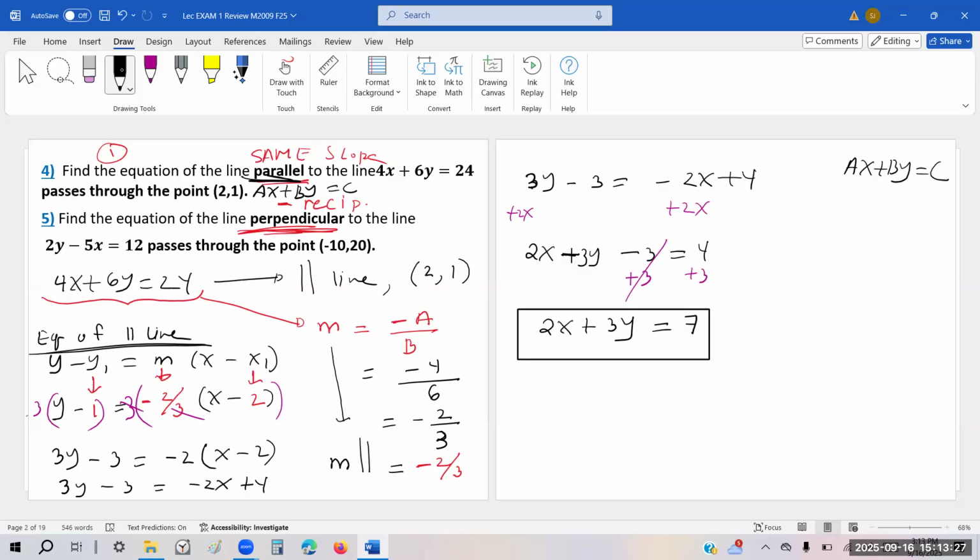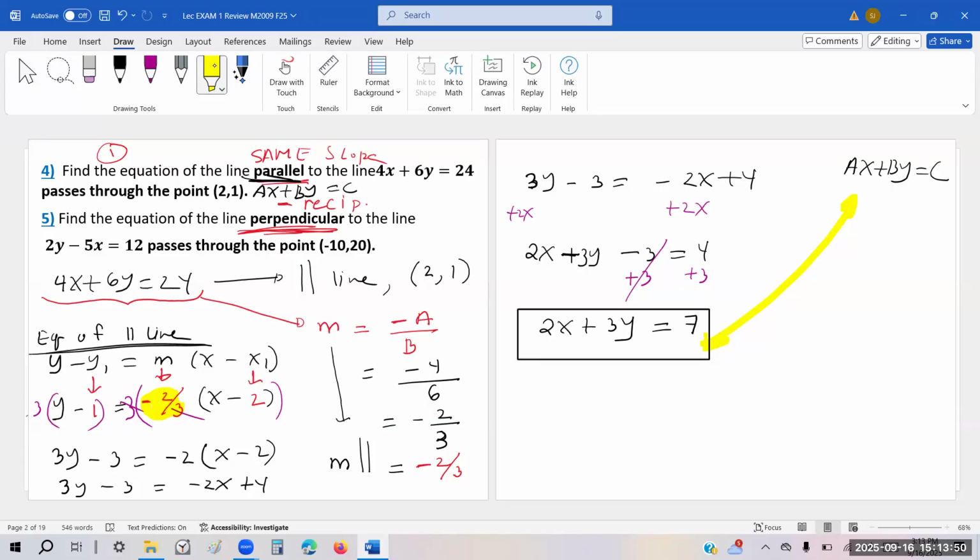Question? So for perpendicular, you do the exact same thing. The only difference is this negative 2/3 will become positive 3/2. So you're going to multiply both sides by 2 this time. This is standard form. And you stop here. Once you reach the standard form, you stop.